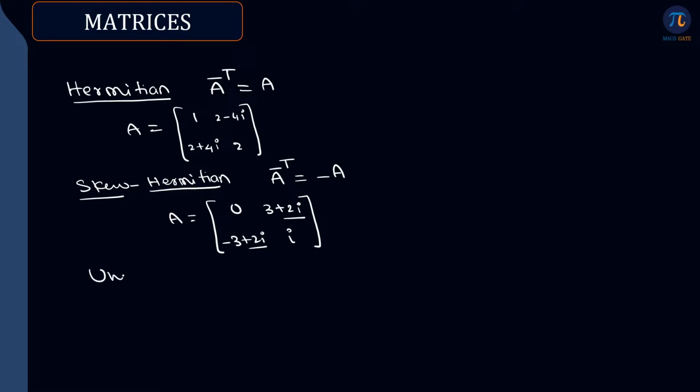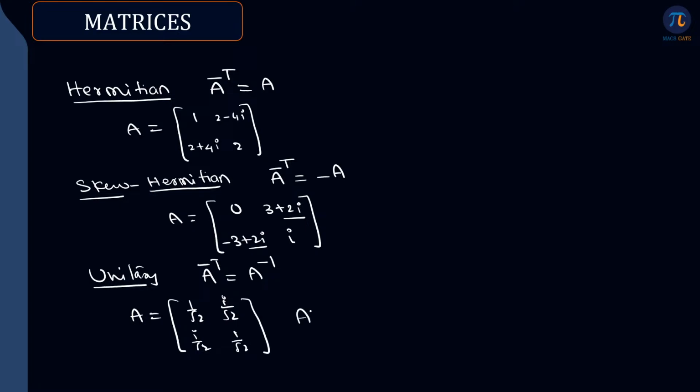Then comes the unitary matrix. What is a unitary matrix? A conjugate transpose is A inverse. And the famous example for this is 1 by root 2, i by root 2, i by root 2, 1 by root 2. Remember that. So A into A conjugate transpose, you get identity. So this is about the definitions of Hermitian, skew Hermitian and unitary matrices.